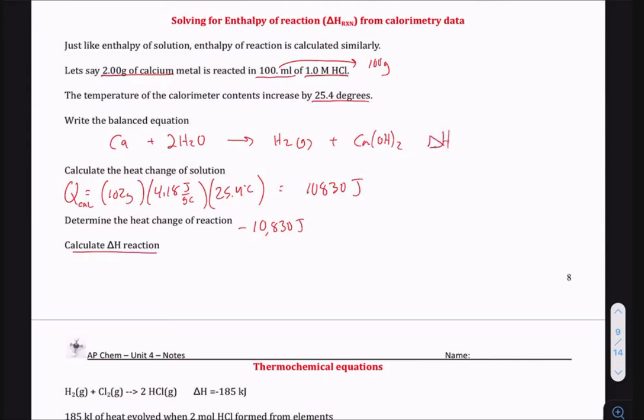Calculate the delta H for this reaction. The delta H for reactions by convention is in kilojoules per mole. So I just have to take this number and make some adjustments to it. This is going to be divided by 1,000 to convert to kilojoules. So negative 10.83 kilojoules. And lastly, I need to figure out what it is per mole. How could I do that? Do I have any information that could lead me to moles? The mass, right? 2 grams of calcium. Molar mass of calcium, 40.08.